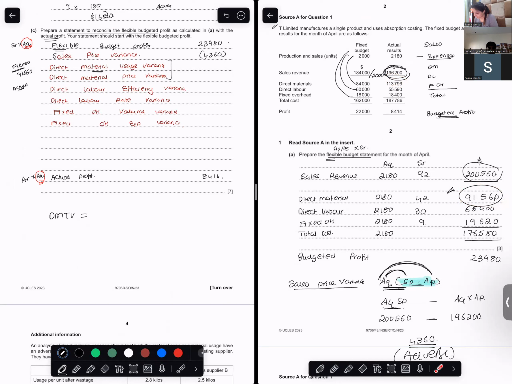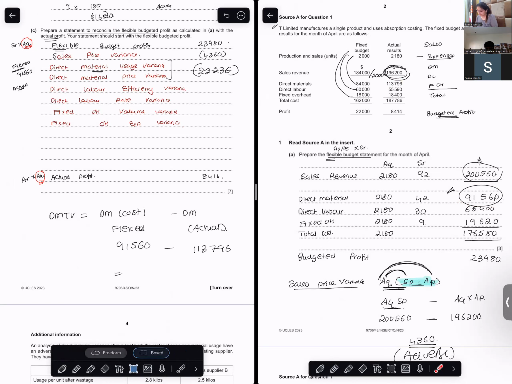So I will do direct material total variance. Whenever I have to do total variance, it will be direct material cost as per flexed minus direct material as per actual. So direct material cost as per flex is 91,560 and actual direct material cost is 113,796. So direct material total variance is how much? That difference will be 22,236 adverse. So I will put it in brackets.